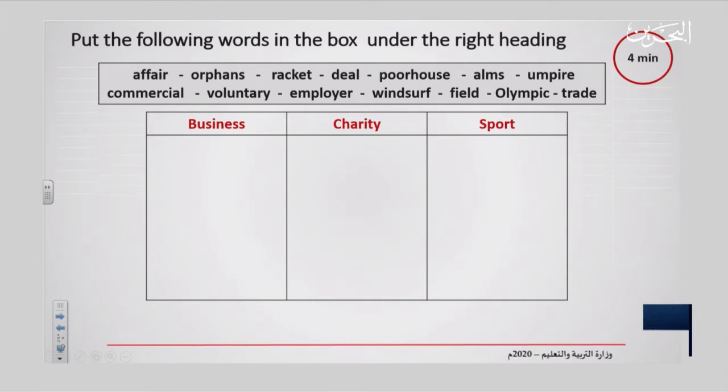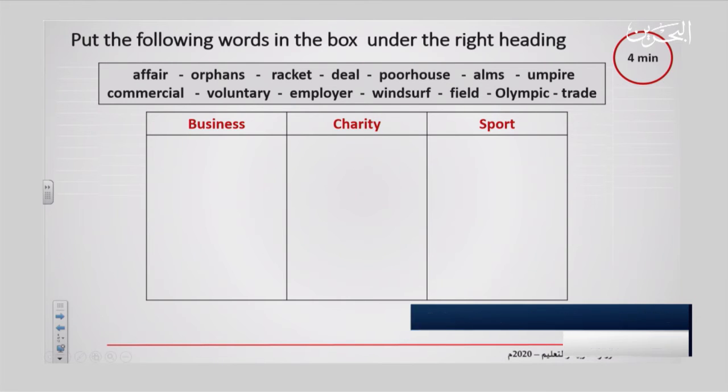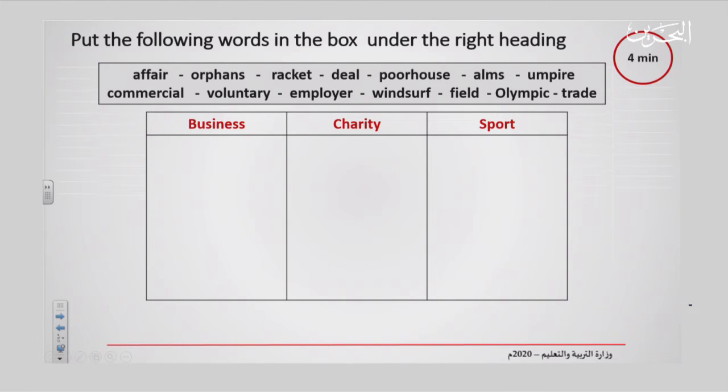Now let's get to know more words that are related to these three categories: business, charity, and sport. So you have the words in the box. Put the words in the right category. For example, the word affair. Which category does it match with? Does it match with the category of business, charity, or sport? For this activity, I will give you 4 minutes to answer it, and then we will discuss your answers.